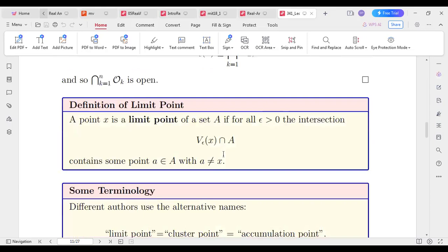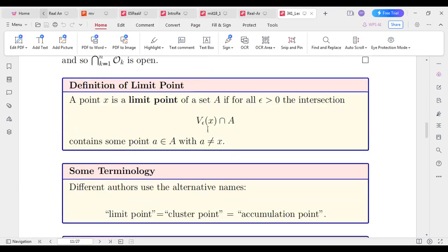This is also the definition of a limit point. We have discussed the whole ball. B is the ball of X with radius epsilon; its intersection with A contains some point a, where a does not equal X. It is called a limit point.